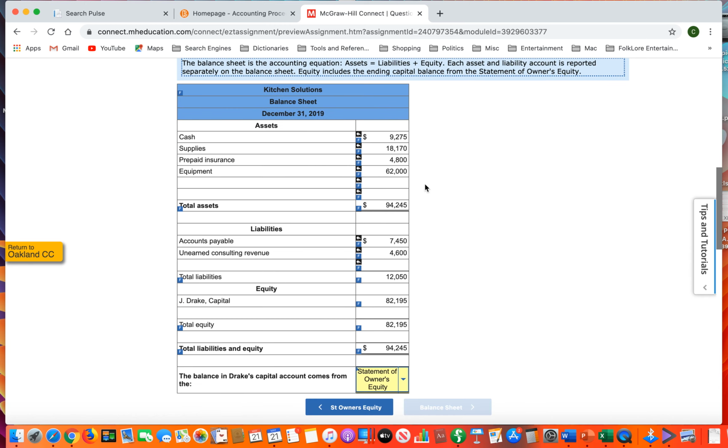Then we go to the balance sheet. Every single number here, except for the totals, comes from the trial balance except for the capital. The new capital amount comes from the owner's equity statement. It's $8,195. But all the other numbers except the totals came from the trial balance in the same order. Okay? And this total assets, $94,245, should equal total liabilities and equity, $94,245, because assets equals liabilities plus owner's equity.